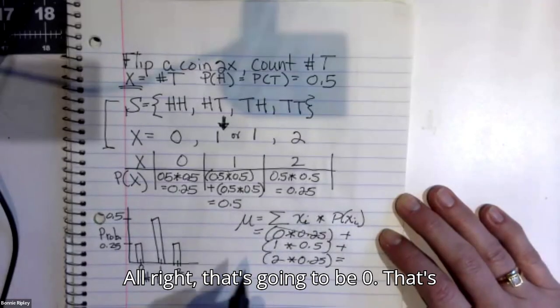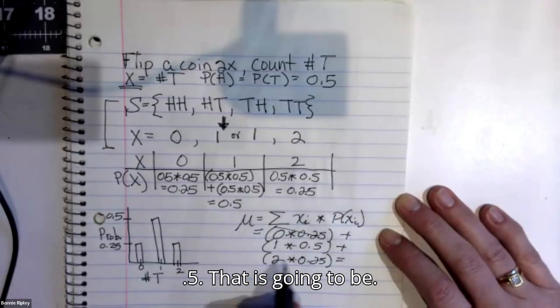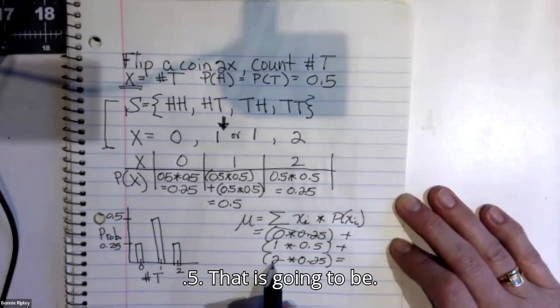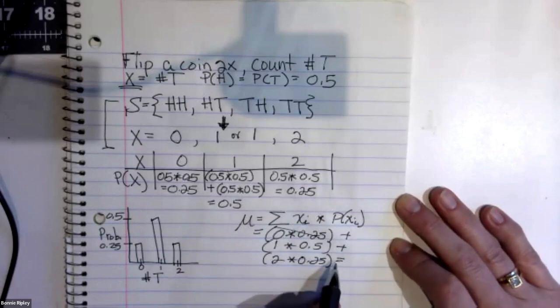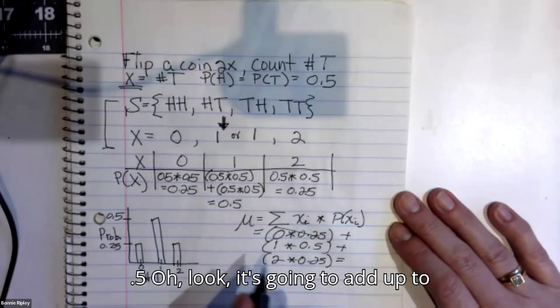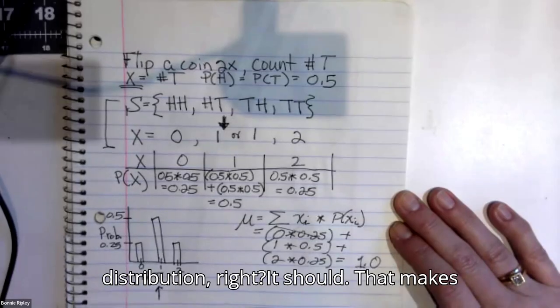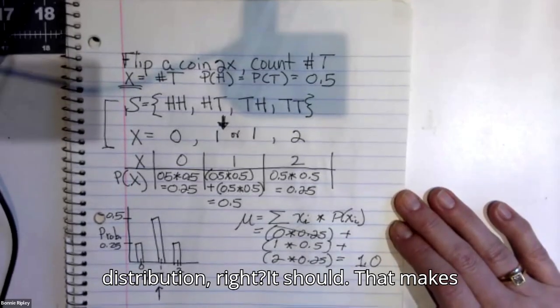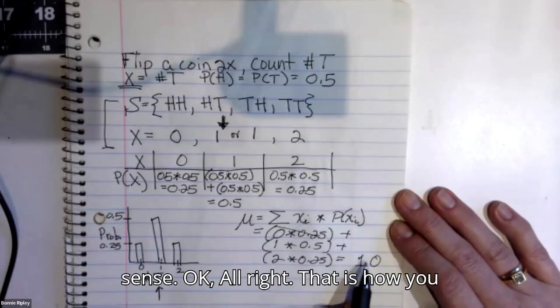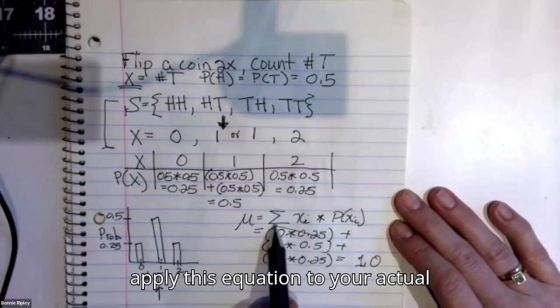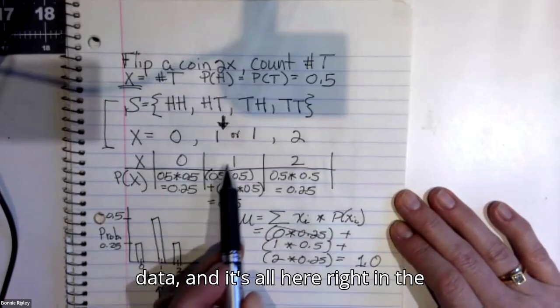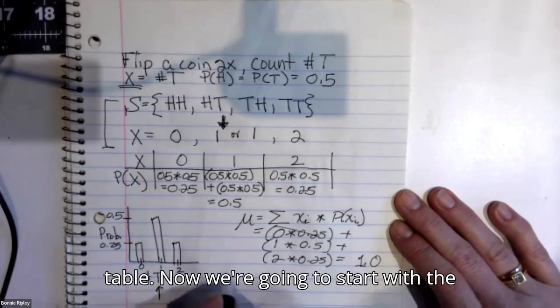All right, that's going to be 0. That's 0.5. That is going to be 0.5. Oh, look, it's going to add up to 1. All right, and that's what it should. Look at our distribution. It should, that makes sense. Okay. All right, that is how you apply this equation to your actual data. It's all here right in the table.